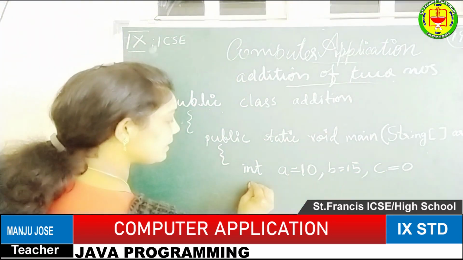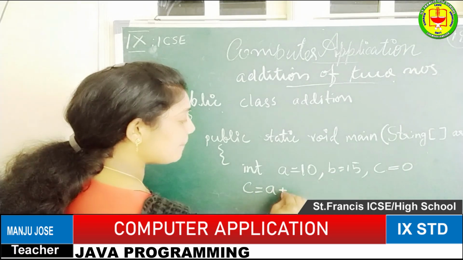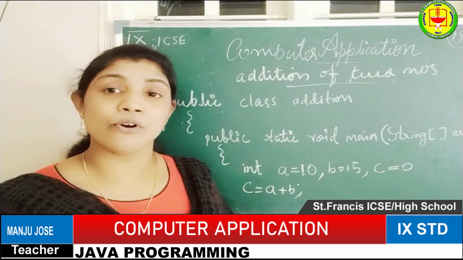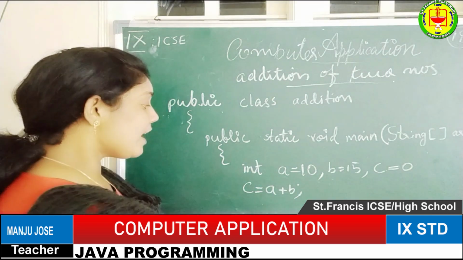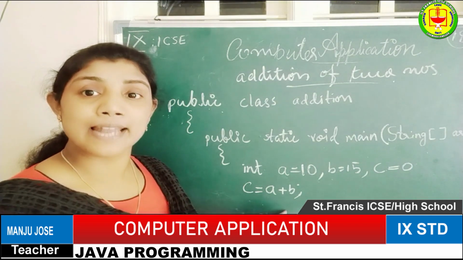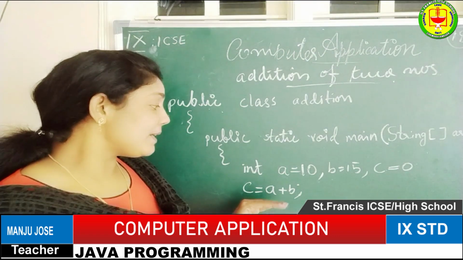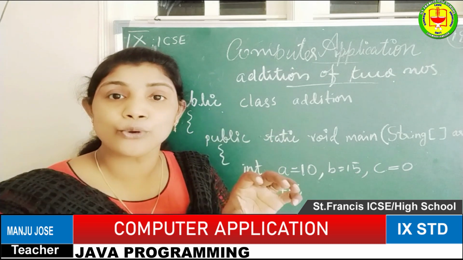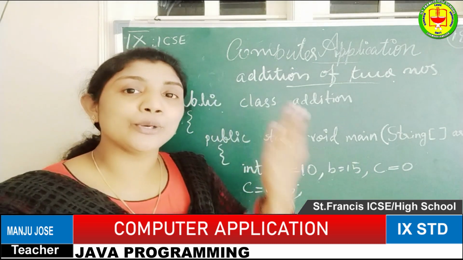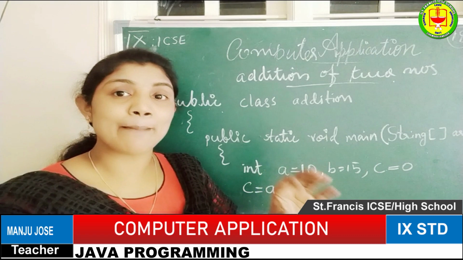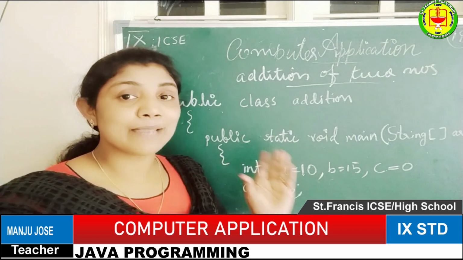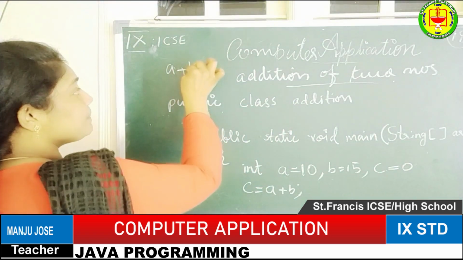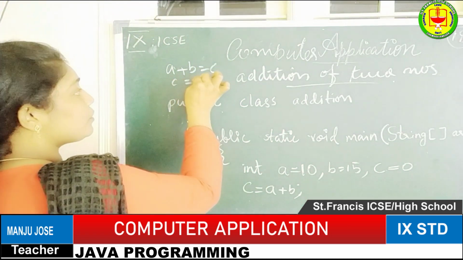The next step is to add these two values. How to add it? c equal to a plus b. In computer science, in all programming languages, expressions are written like this. First you should define the variable where you want to store the result, and only then do the calculation. In mathematics we say a plus b equal to c. Actually both are correct in mathematics: a plus b equal to c and c equal to a plus b.